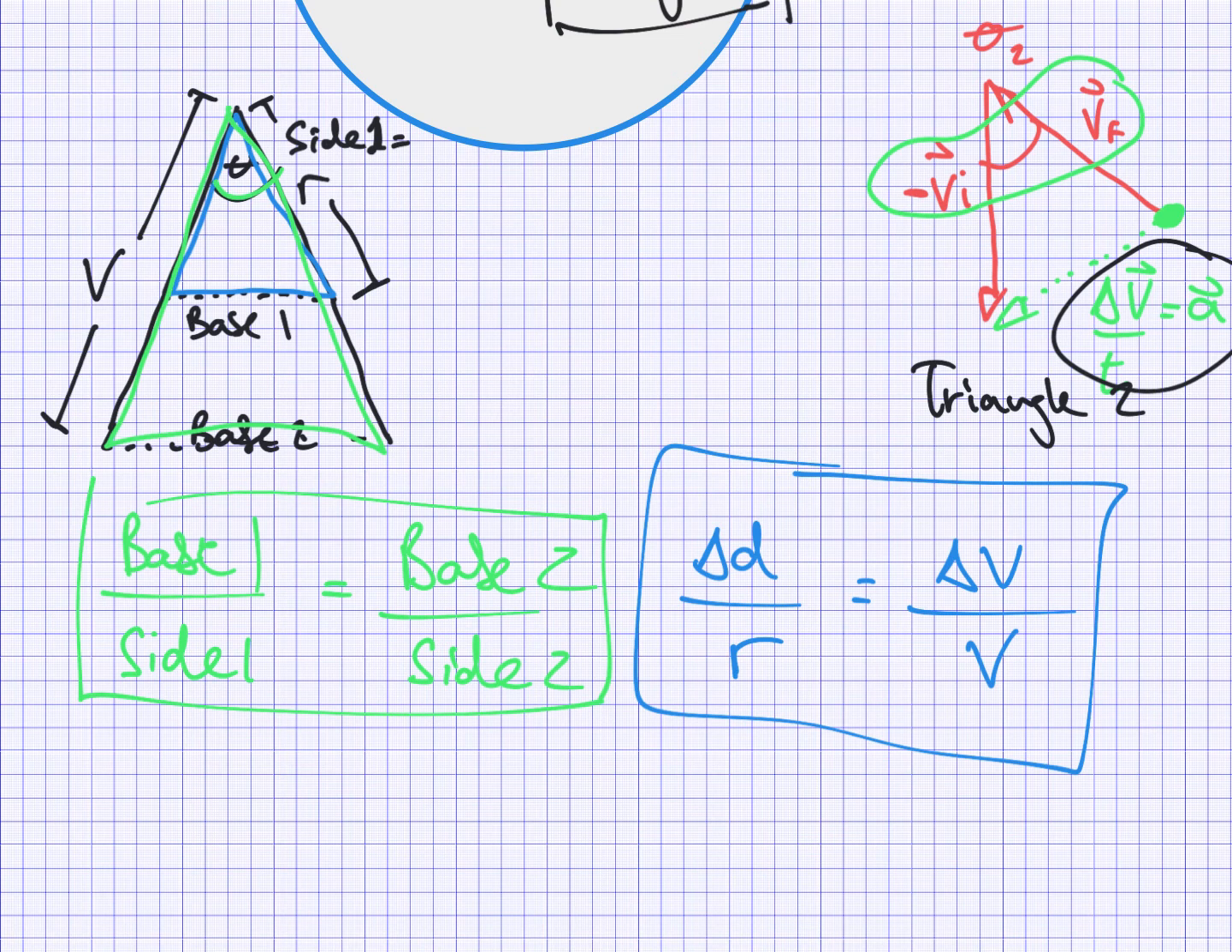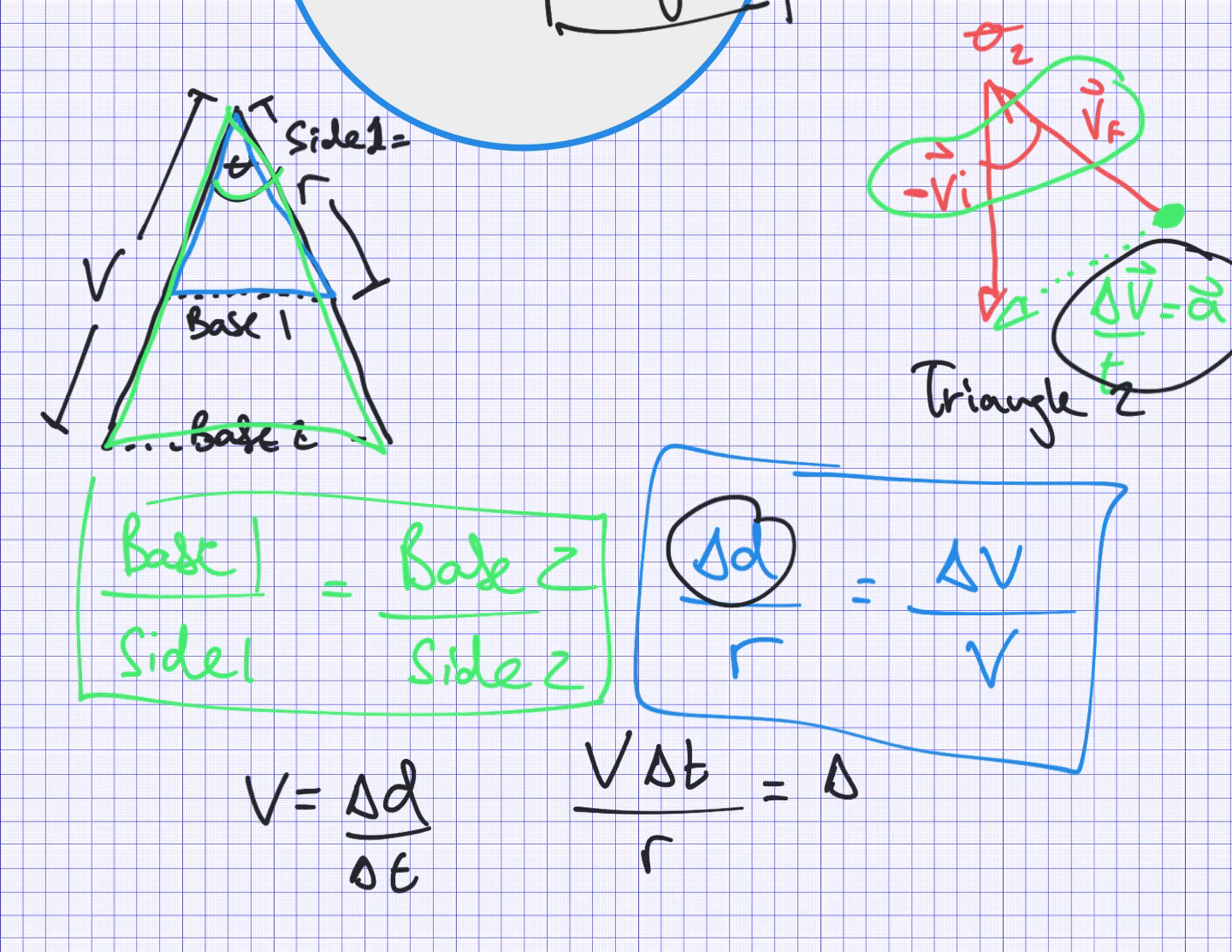The other thing to remember, I'm going to introduce this now, is that, of course, whenever you have a speed, you're going to have a delta D over a delta T. And so if you have delta D, which is what we have right here, delta D is equal to V delta T. So I'm going to replace that. So I'm going to say that V delta T over R is equal to delta V over V. Okay, now we're going to do a little rearranging.